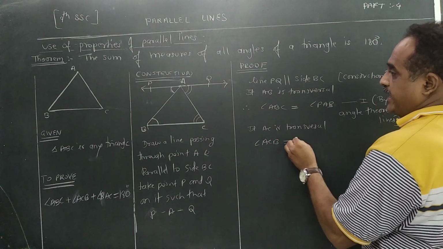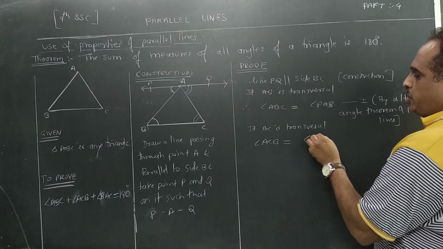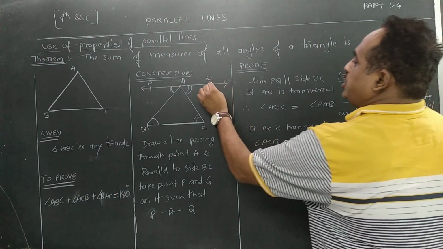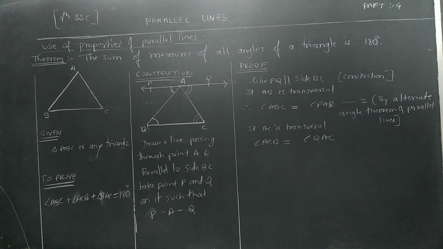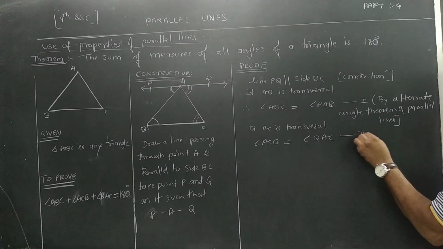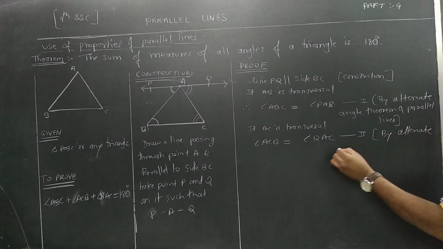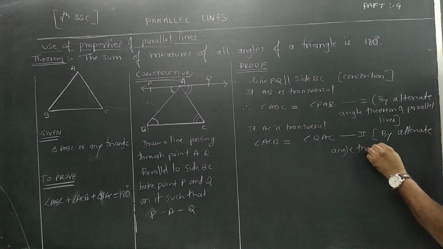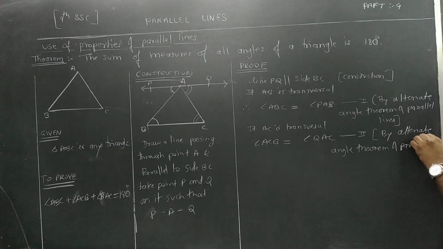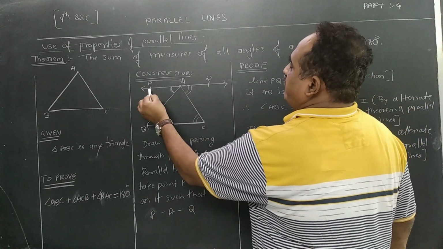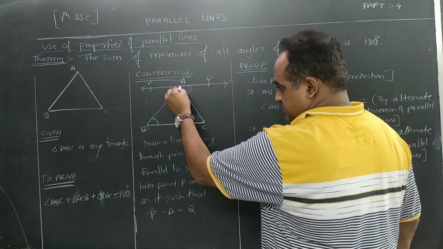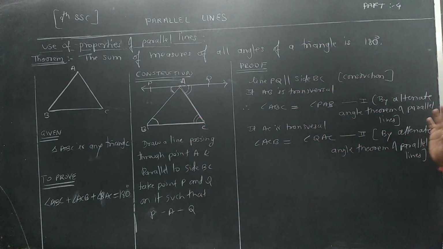So what I am going to write? Angle ACB is equal to angle QAC. QAC and ACB are equal angles. This will be equation 2, and we are going to write by alternate angle theorem of parallel lines. Okay, once again, see what we did. What construction we did? PQ is parallel to BC. Now this is a transversal, so these two angles will be congruent by what? Alternate angle theorem of parallel lines.